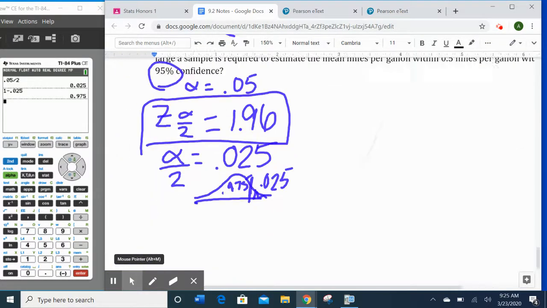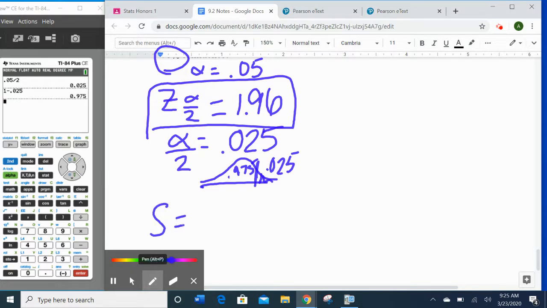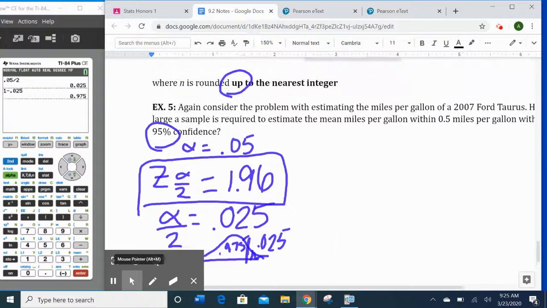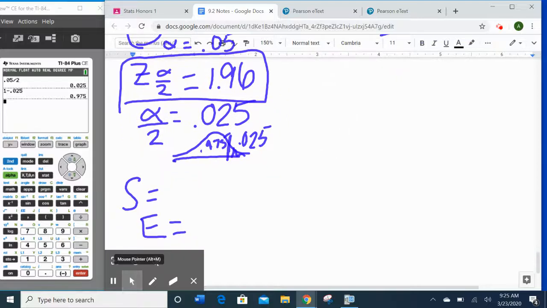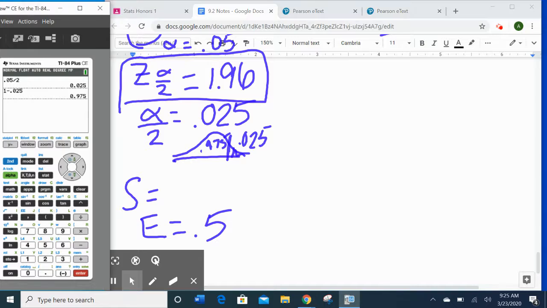And then what other variables do I need? I need an S and I need an E. Well, we'll start with E because E is in the problem. The margin of error, I want it to be within 0.5 miles per gallon. So we're not dealing with percentages anymore. I don't have to worry about moving the decimals. E is 0.5.